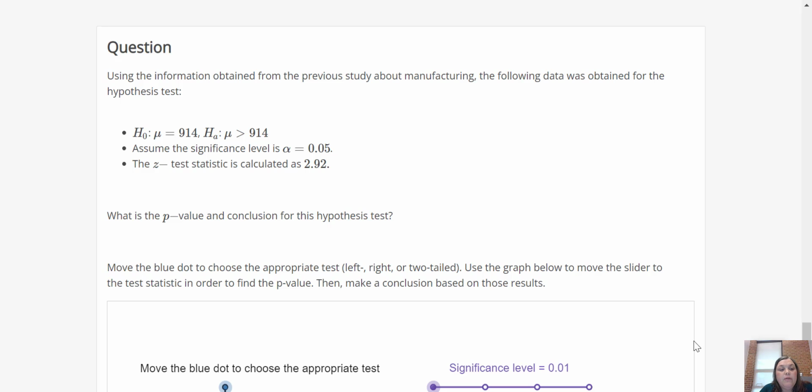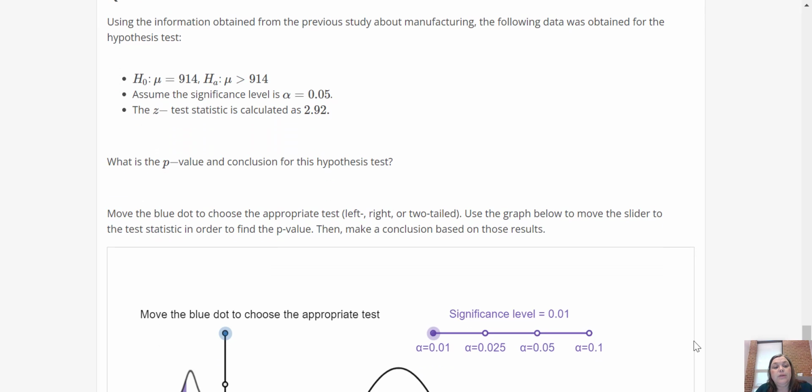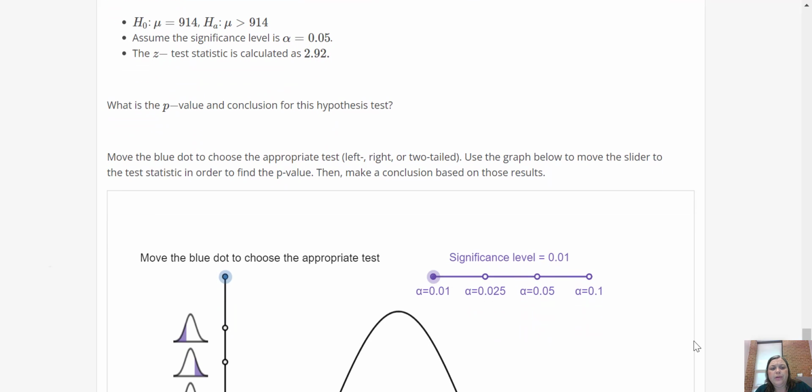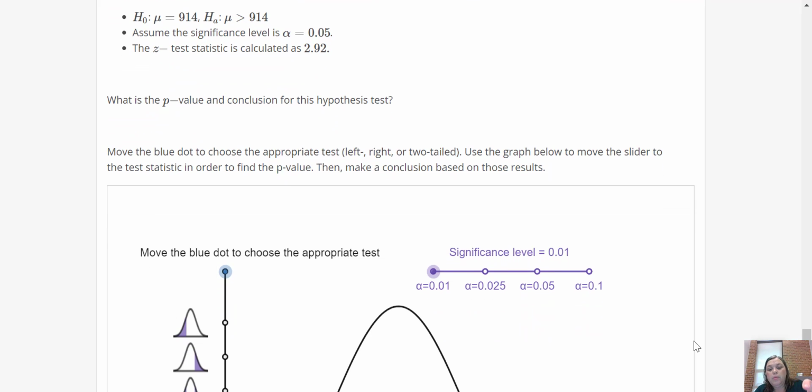And so for this one, it says, using the information obtained from the previous study about manufacturing, the following data was obtained for the hypothesis tests. And so we have the null and the alternate statement listed, and then there's the significance level, which we have talked about, and then there's a Z statistic, which I have mentioned as we've gone through, because when we calculate this with the calculator, it does give you a Z statistic or a test statistic, and that is 2.92. So let me just kind of show you how to manipulate this applet real quick, and then we'll talk about what this test statistic really means.